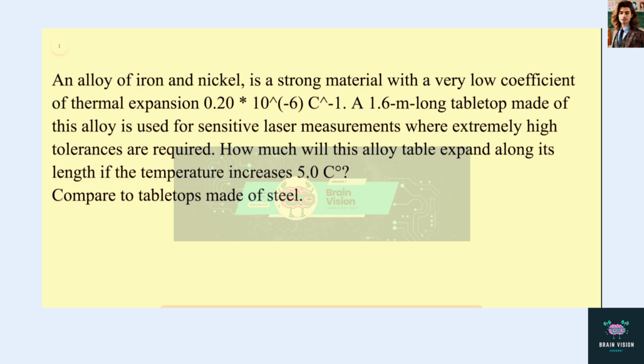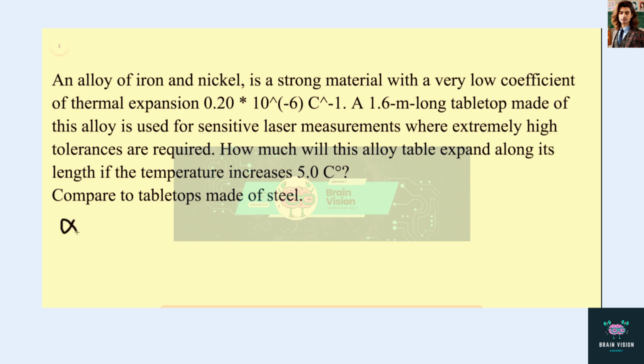So, an alloy of iron and nickel, strong material, very low coefficient of thermal expansion, which is 0.2 times 10 to the minus 6 per degree Celsius. A 1.6 meter long tabletop is made of this alloy, used for sensitive laser measurements where extremely high tolerances are required. How much will this alloy table expand upon its length if the temperature is increased by 5 degrees Celsius? And compare this to how much steel would increase.